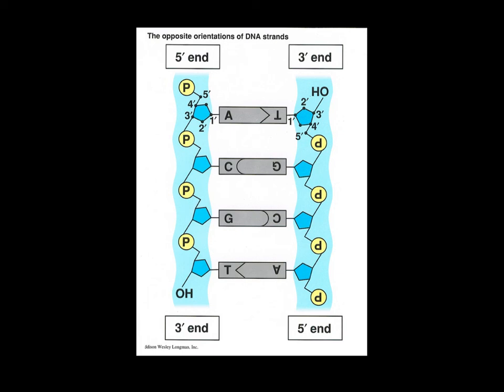One final thing I want to mention is that although the two DNA strands have opposite orientations, we still see the same basic pattern of nucleotide connection. In other words, the 5' phosphate is linked to the 3' sugar of the adjacent nucleotide.